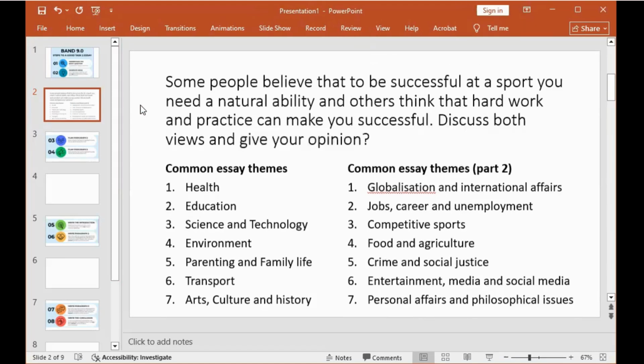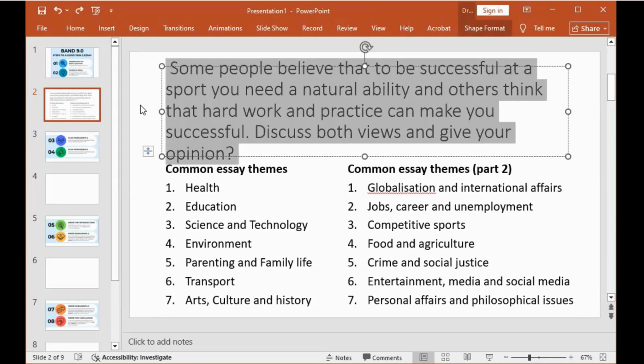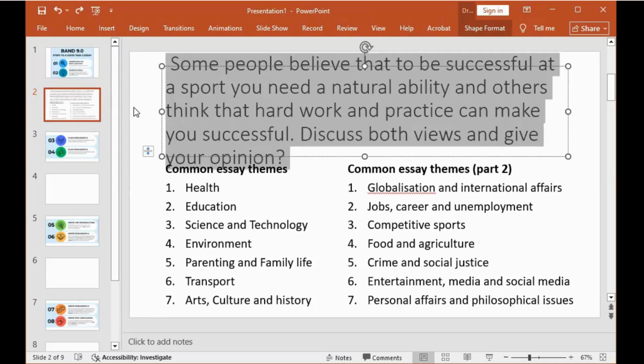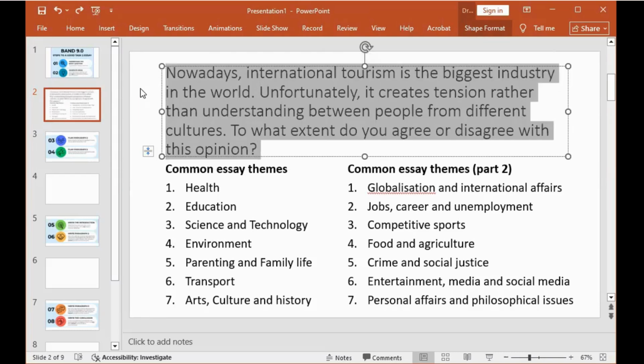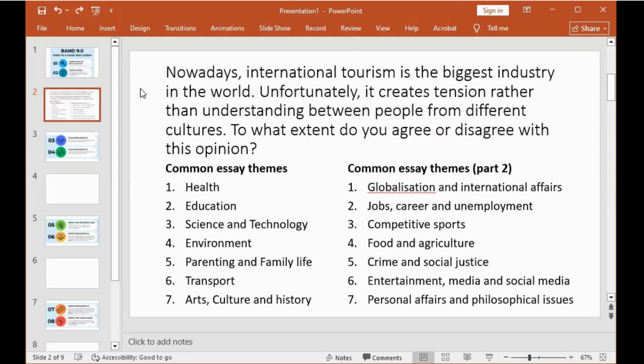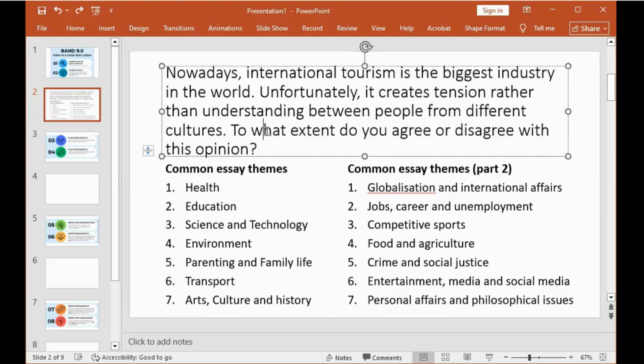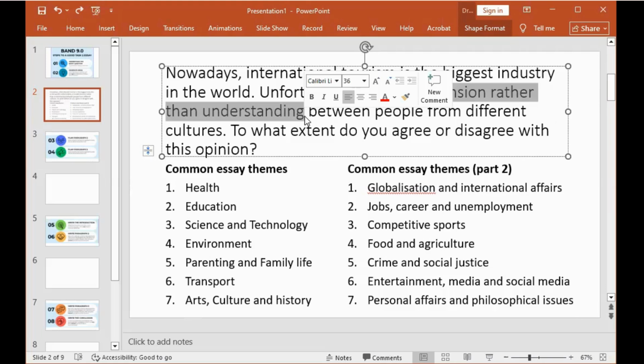Let's look at the previous questions that we posted earlier. Look at this one now. This one is an opinion essay. So what is the issue here? The question says, to what extent do you agree? So the issue here is what? International tourism creates tension rather than understanding between people from different cultures. So that is the main issue.